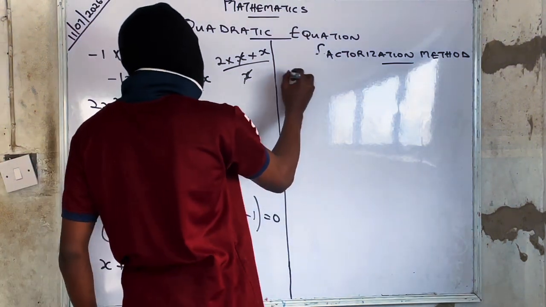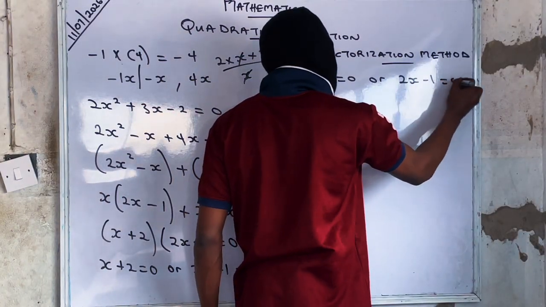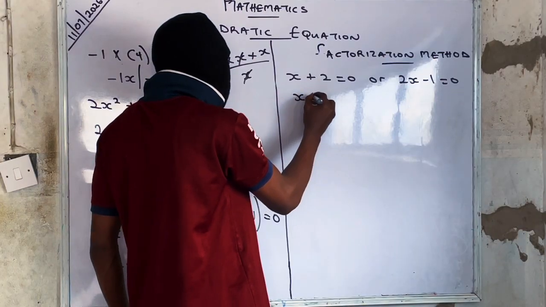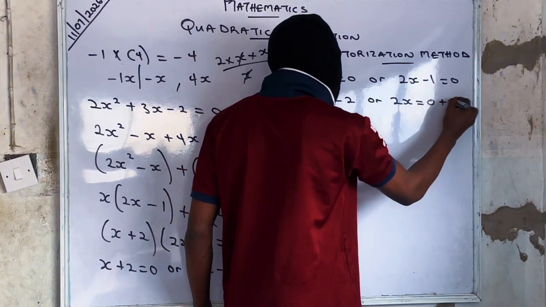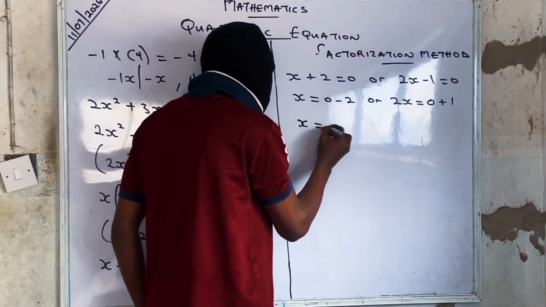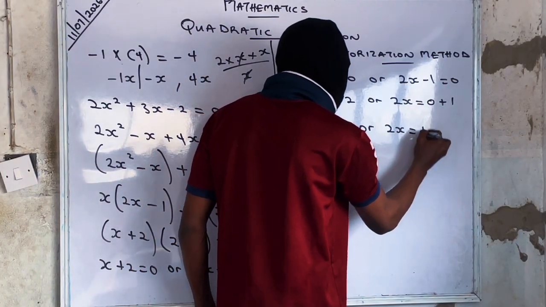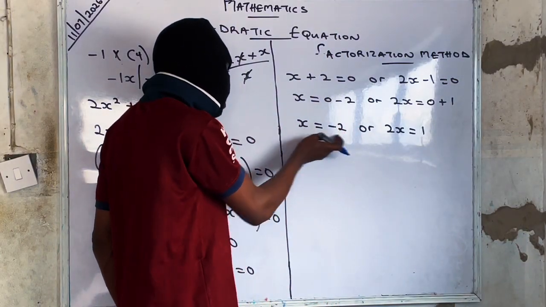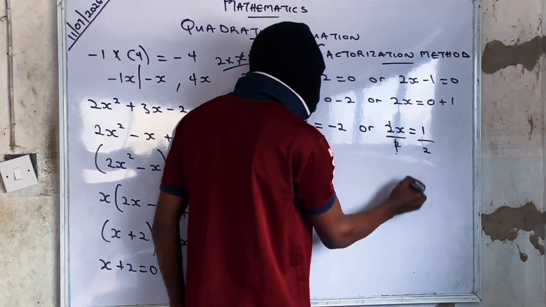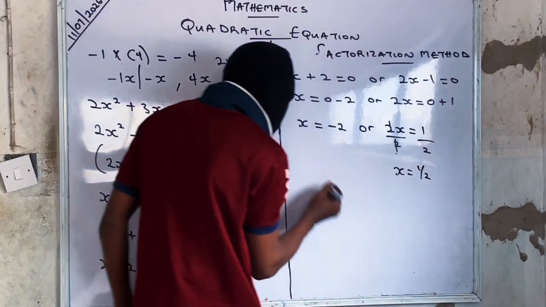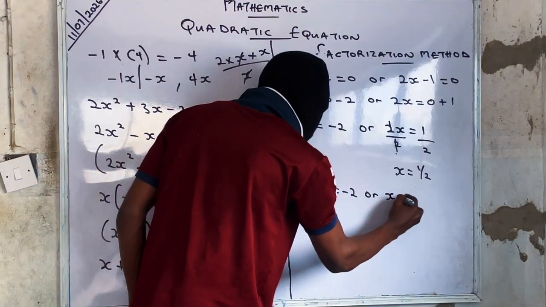Now, since you have x plus 2 equals 0, or 2x minus 1 equals 0, collect like terms. I say that x equals 0 minus 2, or 2x equals 0 plus 1. That's x equals minus 2, or 2x equals 1. Now you have already gotten the value of this x here. What I'm going to do is divide both sides by 2. These 2 cancel 2, so your x is 1 over 2. Therefore, we have x equals minus 2, or x equals 1 over 2.